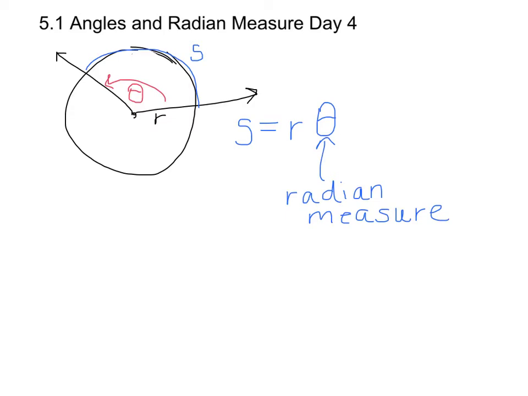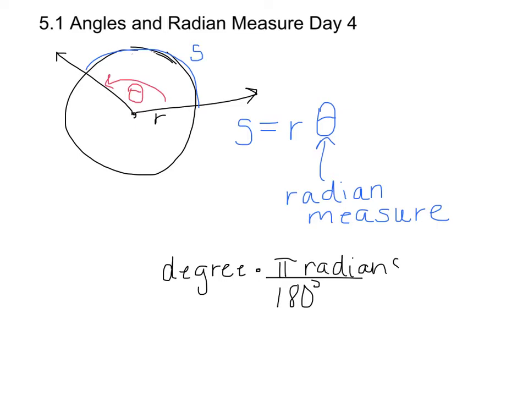And just to recap, you're going to have to do the degree times pi radians over 180. Okay? And then we know that R is your radius.